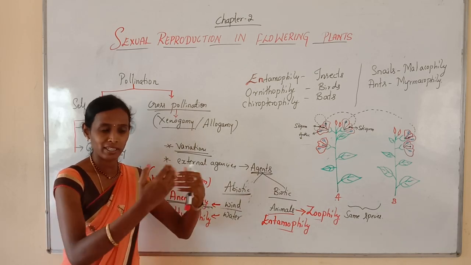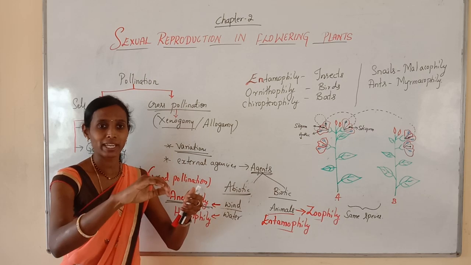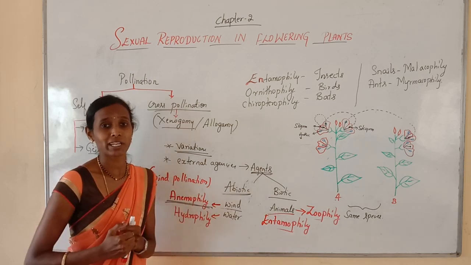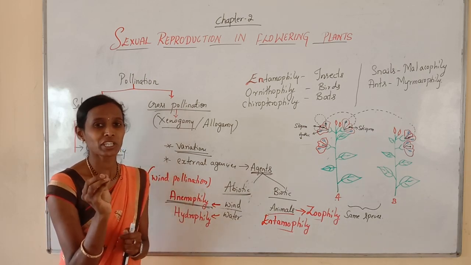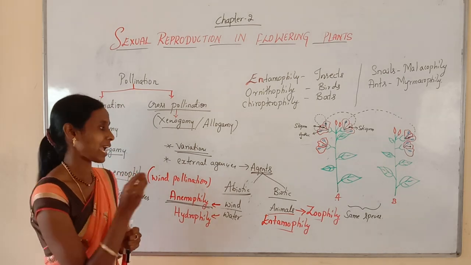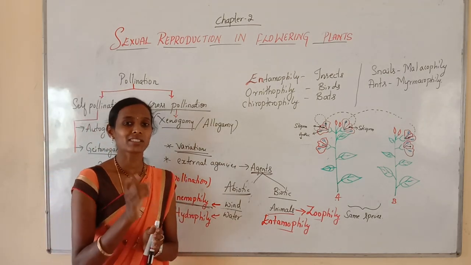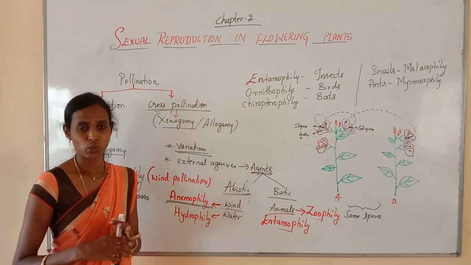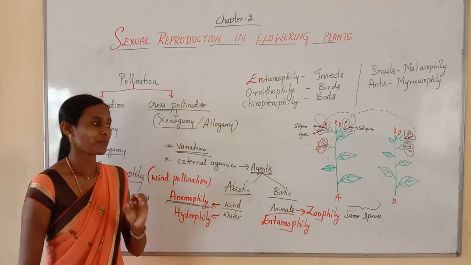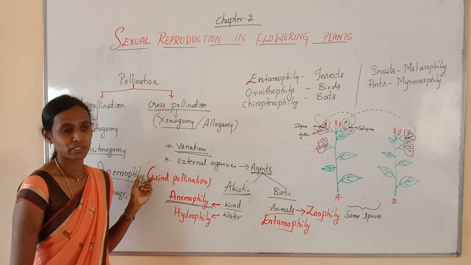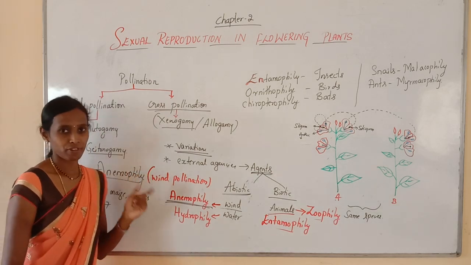The pollen grains are transferred by the wind. In order to catch the pollen grains, the stigma should be sticky. It is one of the characteristic features of anemophilous flowers. And each ovary contains a single ovule. These are certain characteristic features of anemophilous flowers.